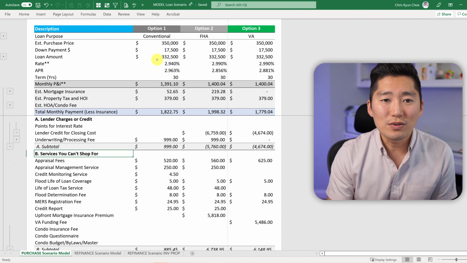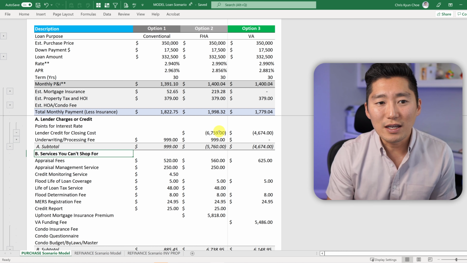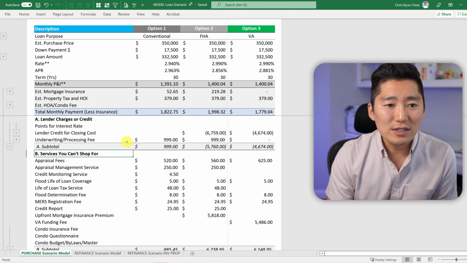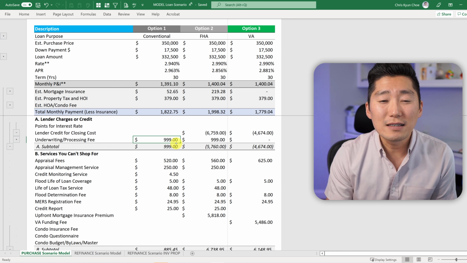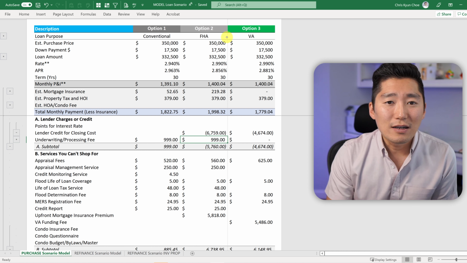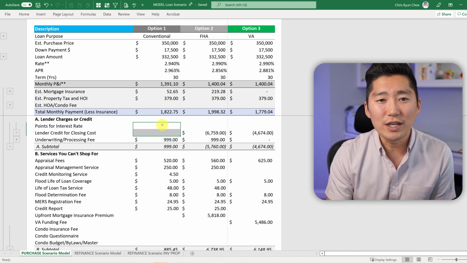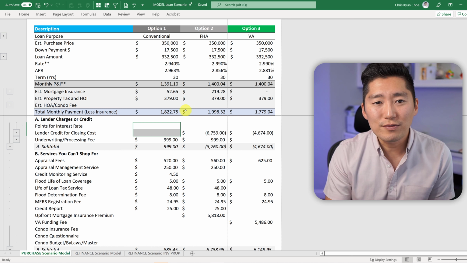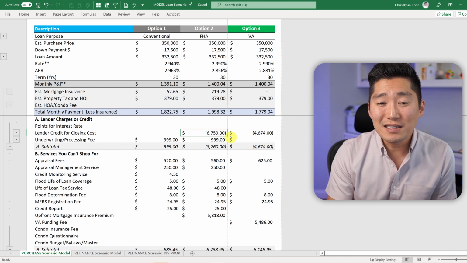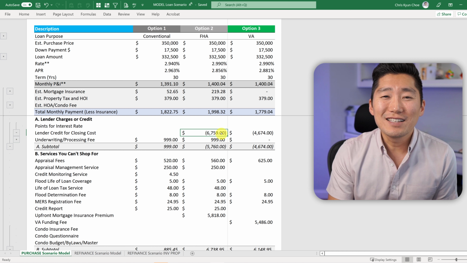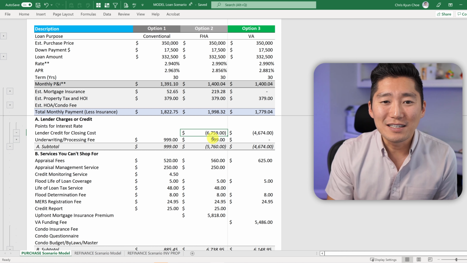So what we did is we built this side-by-side model to include all the fees. So section A, which was the lender charges. In here, you'll see the underwriting fee that the lender is charging of $999. And then here there's no points or lender credit for the conventional, and this is what we call par rate. There's no credit or points for this rate. For FHA, there is $6,700 in lender credit for the 2.99, which is kind of offsetting the underwriting fee.